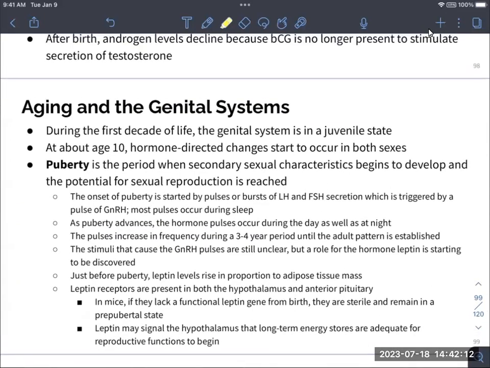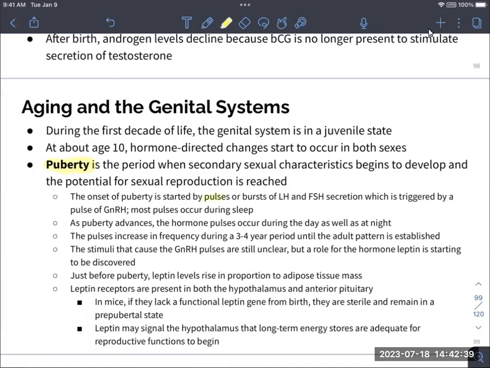During the first decade of life, the genital system stays in what is known as a juvenile state. By about 10, hormones are going to start to change both the male and the female system, and puberty is going to start. Puberty is when secondary sex characteristics will start to develop in both men and women.